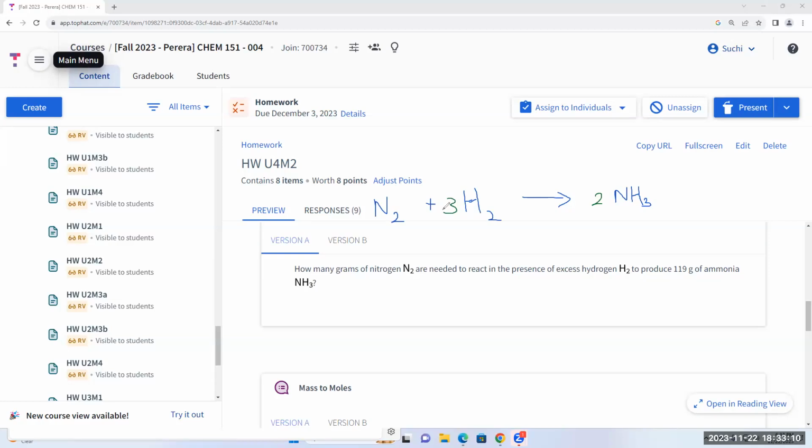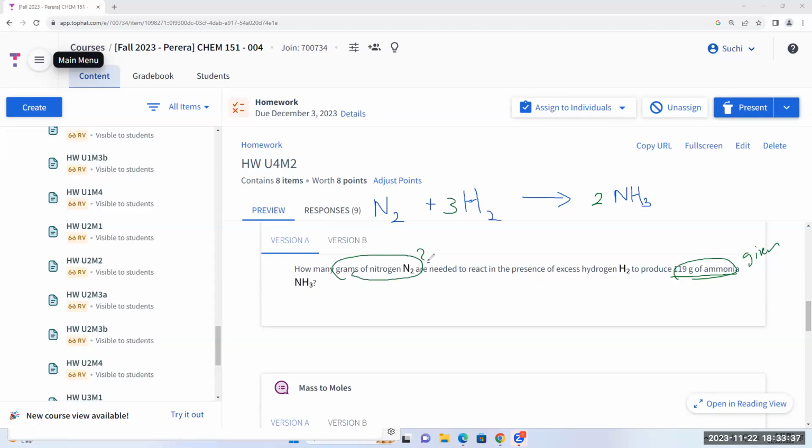Okay. So first of all, we wrote the balanced chemical equation. Second, we're going to figure out what they're asking us. What is given is the mass of ammonia. Okay, this is what is given. And then they are asking for the grams of nitrogen. This is what they're asking.